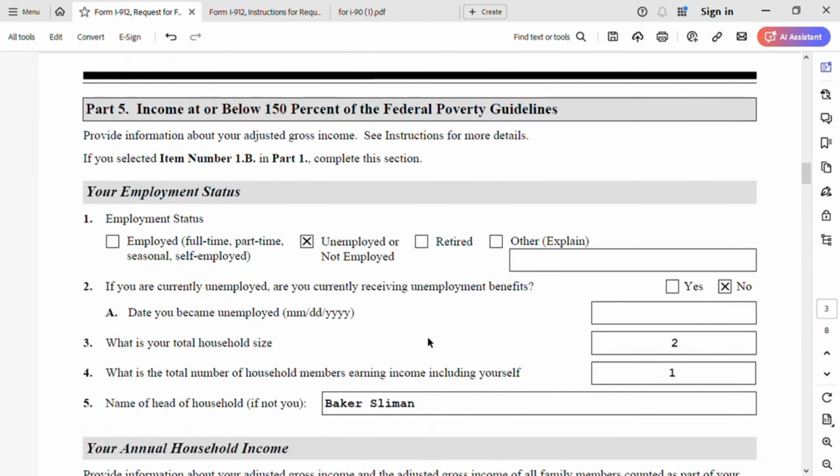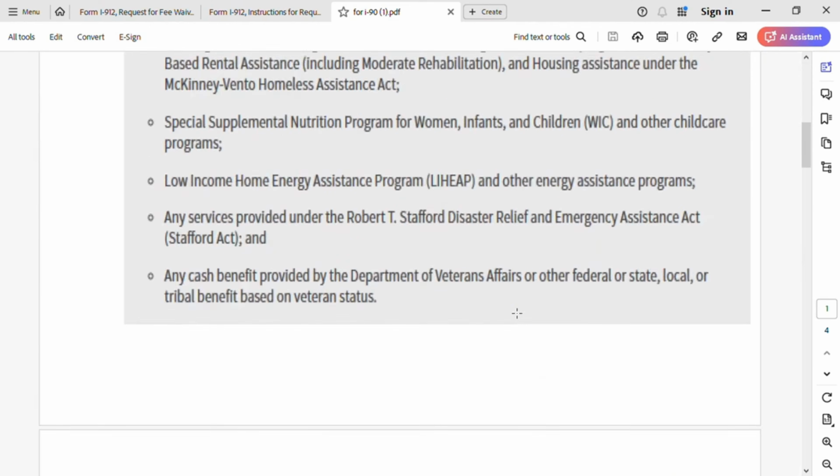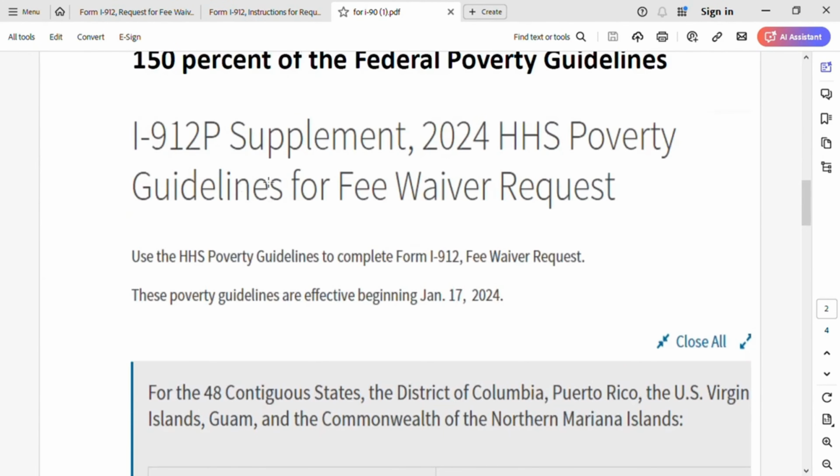Now we're gonna go to part 5, income at or below 150% of federal poverty guidelines. How are we gonna check that? Do not use I-864P. You must use I-912P. So if you go to income right here, I already talked about it, I just want to show you right here. For two people, this is I-912P.